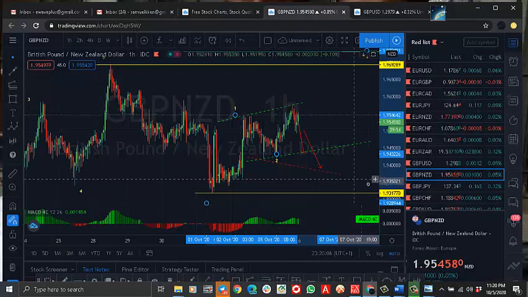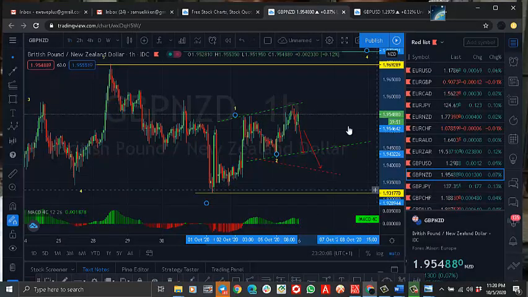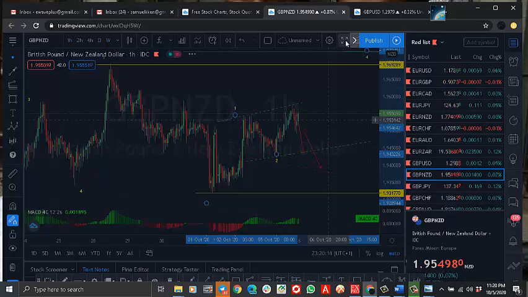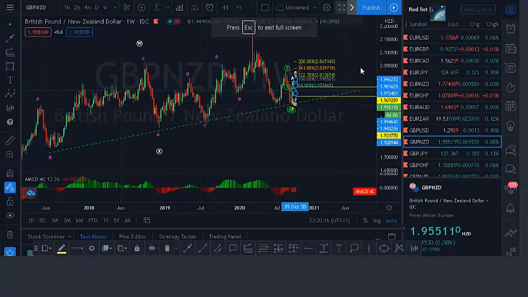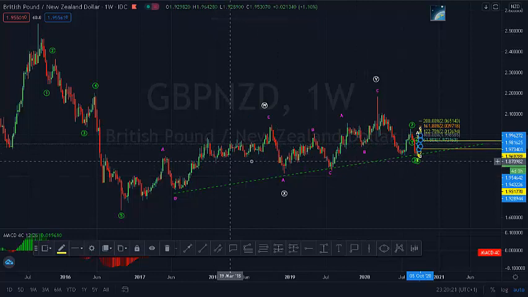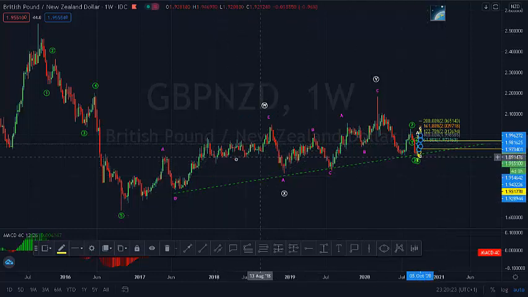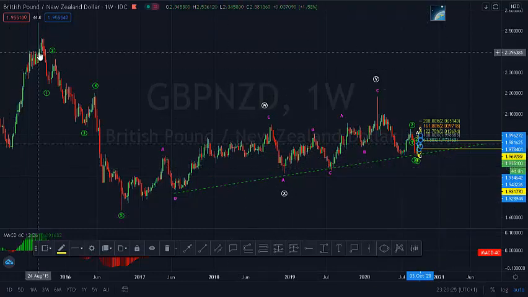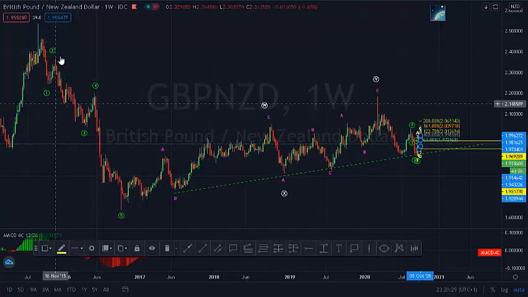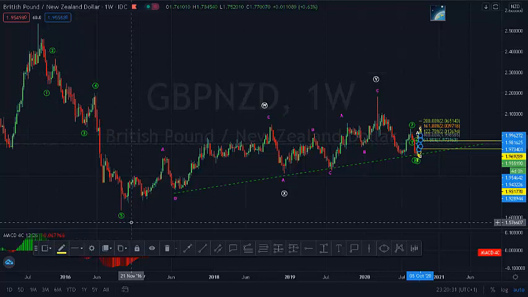Okay, let's go to GBPNZD. Let me start with the weekly chart. In a weekly chart, we have a 5 waves impulse, 1, 2, 3, 4, 5. The 5 is extended.